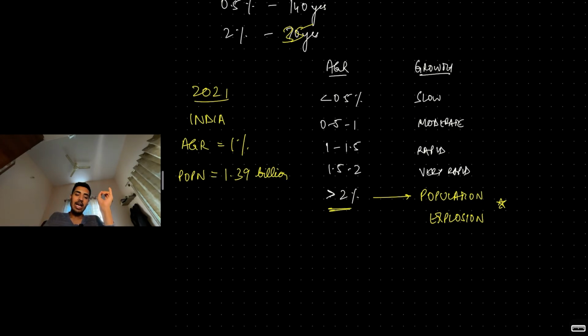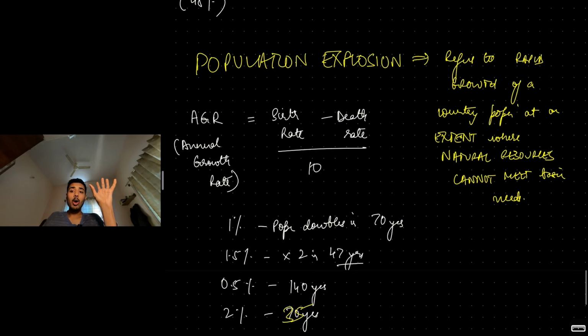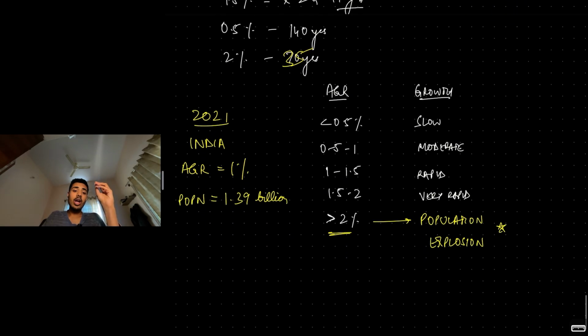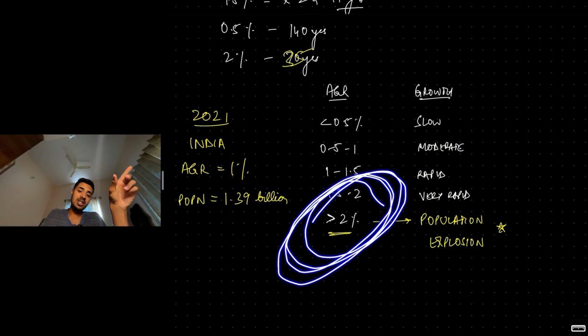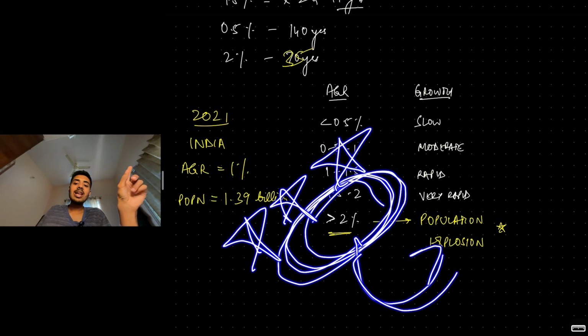Then coming to how we classify the growth of a country. Annual growth rate less than 0.5%, slow growing. 0.5 to 1%, moderate growing. 1 to 1.5%, rapid. 1.5 to 2%, very rapid. More than 2%, population explosion. So as you can see, population explosion refers to the rapid growth of a population to an extent where the natural resources cannot meet the basic needs. So basically, if the annual growth rate is more than 2%, that is an important criterion. AGR has to be more than 2%. Only then it is known as population explosion.